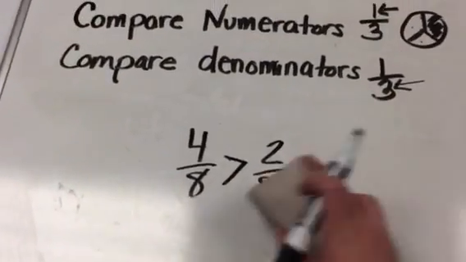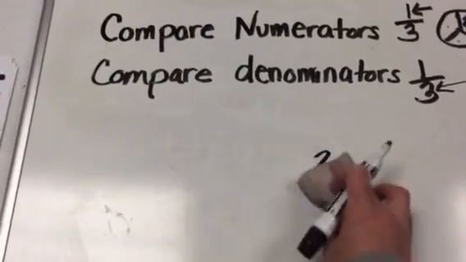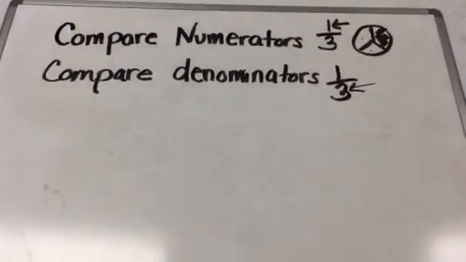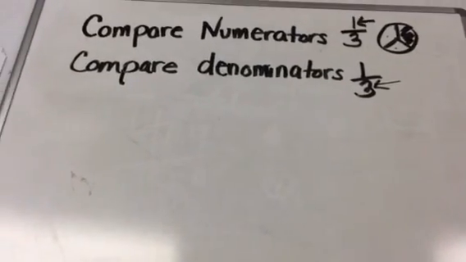But now we're going to deal with problems that don't have the same size piece. And that's a little bit trickier. You've got to go a little slower and think about what the denominator means for each of your fractions. So let's jump right in.